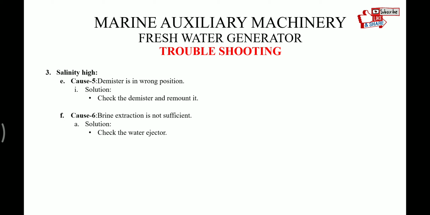Fifth cause is demister is in wrong position, and the solution is to check the demister and remount it correctly. Sixth is brine extraction is not sufficient, and the solution for that is to check the water ejector, because that is what is ejecting brine solution from the shell.